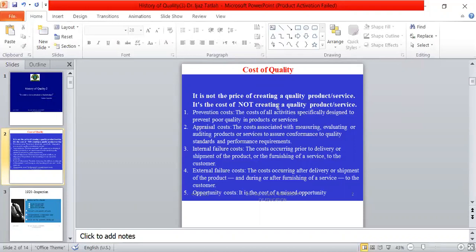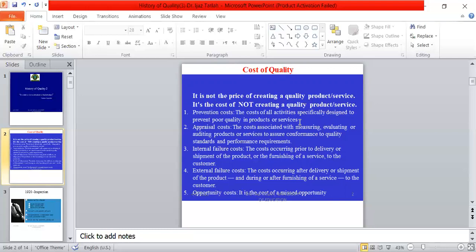Prevention costs: the cost of all activities specifically designed to prevent poor quality in products or services. Definitely it matters. Organizations, industries and groups invest an amount to avoid poor quality.